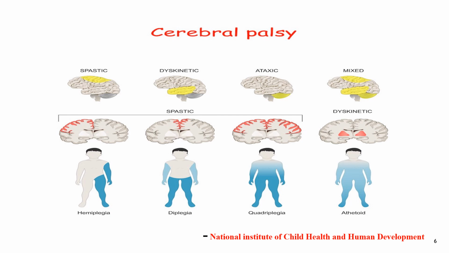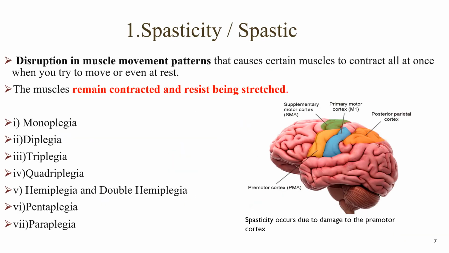It is characterized by muscle stiffness and tightness due to damage in the premotor cortex. The affected muscles resist movement and remain contracted. So it is a disruption in muscle movement patterns that causes certain muscles to contract all at once when you try to move, or even at rest. The muscles remain contracted and resist being stretched.